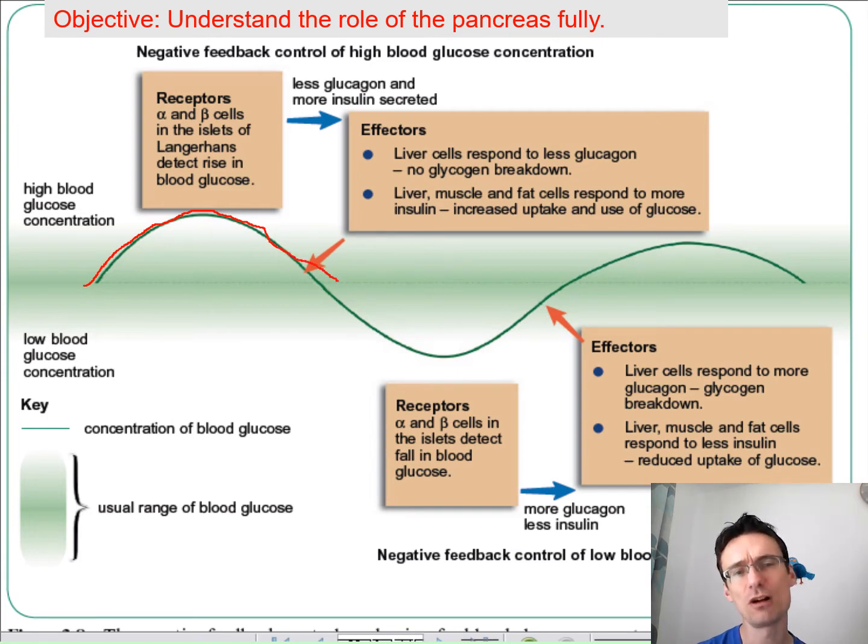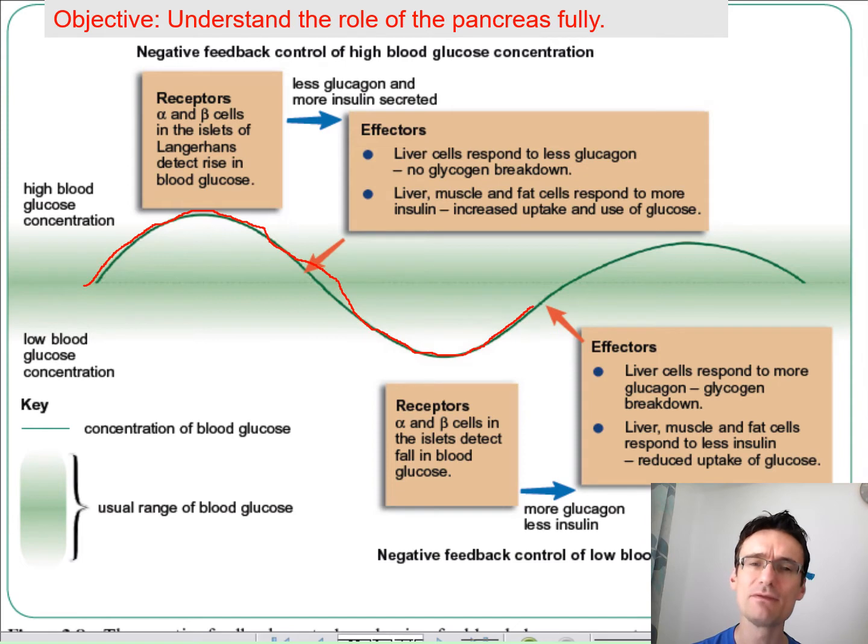Then your blood sugar levels drop down, and then there's a reverse because again we have to stop it getting too low. So then alpha cells detect that, start releasing glucagon. Beta cells stop releasing insulin, and that goes to the liver, and the receptors in the liver detect that, and they reverse what they're doing. So they'll slow down respiration, for example. They'll turn glycogen into glucagon.